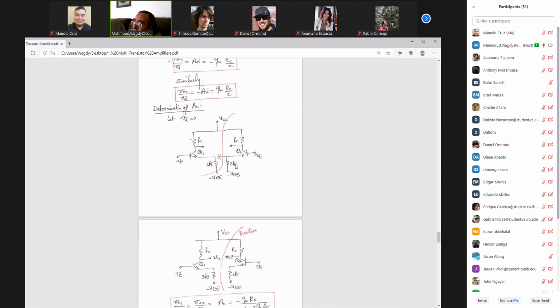Due to symmetry, the whole idea here is that we want to get rid of 50% of the circuit. We want to get rid of half of the circuit and play only with the other half.